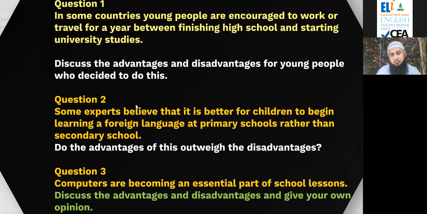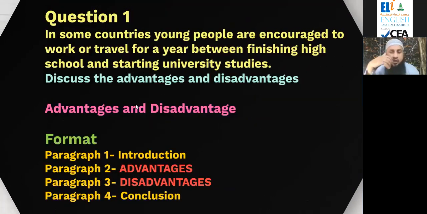Let's look at the format, how they look. Question 1 looks like this. In some countries, young people are encouraged, okay, discuss advantages and disadvantages. If you have to discuss advantages and disadvantages, what you do, this is the format of the essay. This is how it looks, and it should be. There are many other ways, but this is the one that's recommended. Introduction, first paragraph, you have to rephrase the question and discuss something in it. We will learn about the essay writing workshops, how we can write these things.